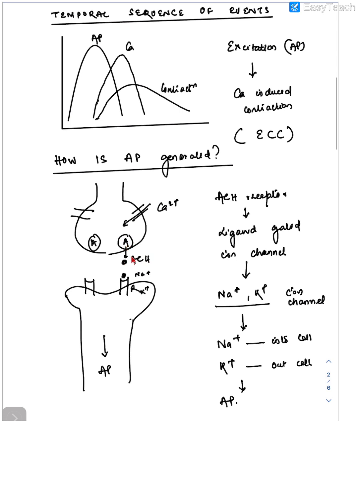This acetylcholine now binds to ligand-gated ion channels on the postsynaptic neuron. These channels are also sodium-potassium ion channels, and they bring sodium inside the cell and potassium out of the cell, because sodium is primarily an extracellular cation and potassium is primarily an intracellular cation. This movement of sodium and potassium leads to generation of action potential.